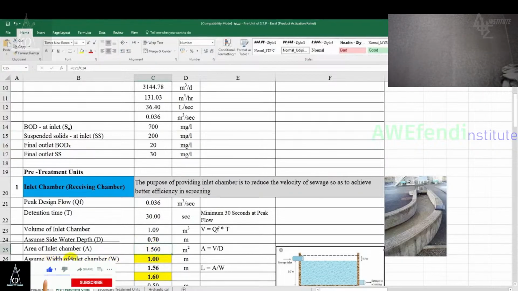If we assume width of inlet chamber 1 meter, then the required total length of the inlet chamber equals surface area, this cell, divided by inlet chamber width, equals 1.56. Say 1.6 meter.